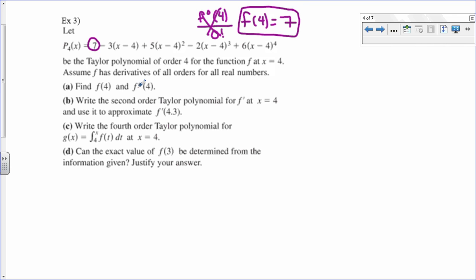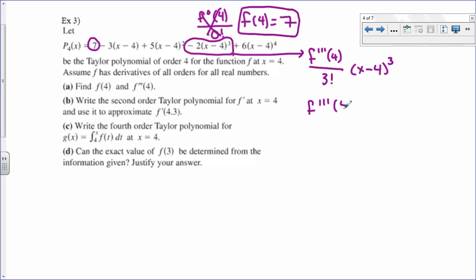Now they want f triple prime of 4. Well, I would take the third derivative as part of this third term, right? And this third term is supposed to be the third derivative of f at 4 over 3 factorial times (x minus 4) to the third. This term has that form, which means f triple prime of 4 over 3 factorial equals negative 2, because the coefficient of (x minus 4) to the third should be this.